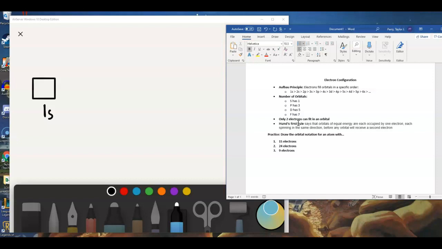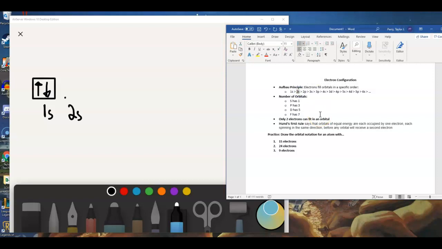And here's how it looks, okay? We're going to draw these arrows, all right? An up arrow and a down arrow. And the reason we do that is because orbitals of equal energy are occupied by 1 electron, each spinning in the same direction, before any orbital will receive a second electron. So we drew the first one, and that was spinning upwards. Well, there are no other orbitals, because S only has 1 orbital. So then we just draw our second electron. It goes up arrow, then down arrow. Let's keep going, because we don't have anything else we can do with 1s. Let's go now on to 2s, and it's going to look pretty similar.